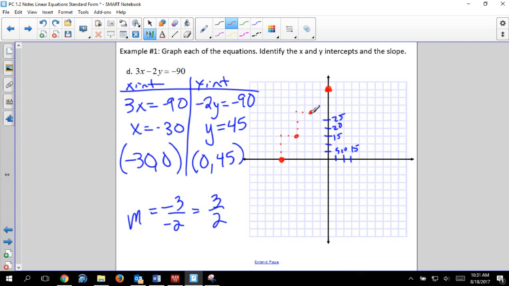I'm not really going up 3 though. What am I really going up by? 15, and I went over 10. Doesn't that equal 3 over 2 though? Yeah. So you could still use your slope if you change the scale and just keep them equal. You could still use your slope at that point. I told you it was going to be cool, didn't I?